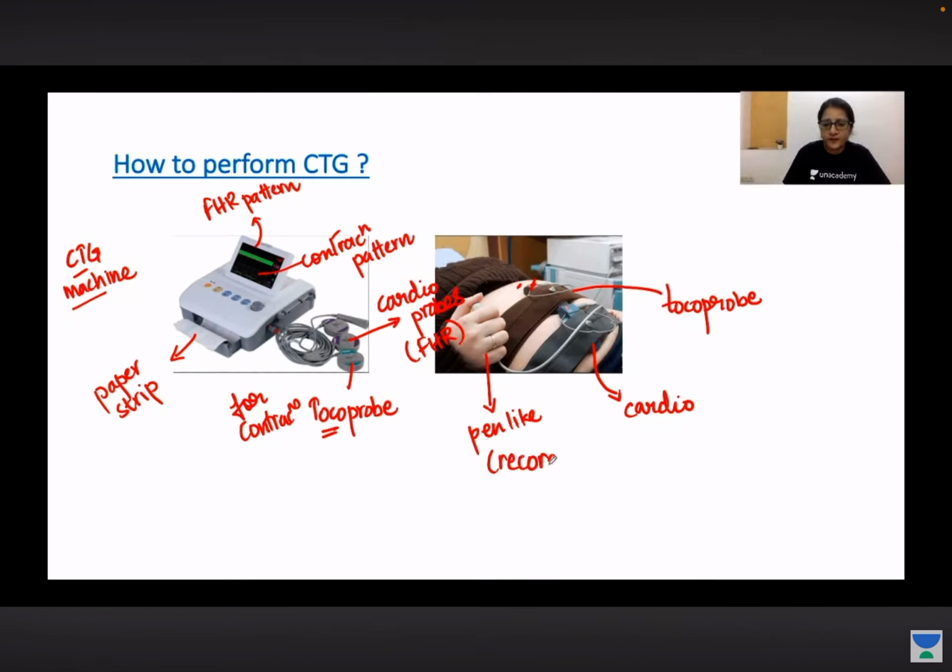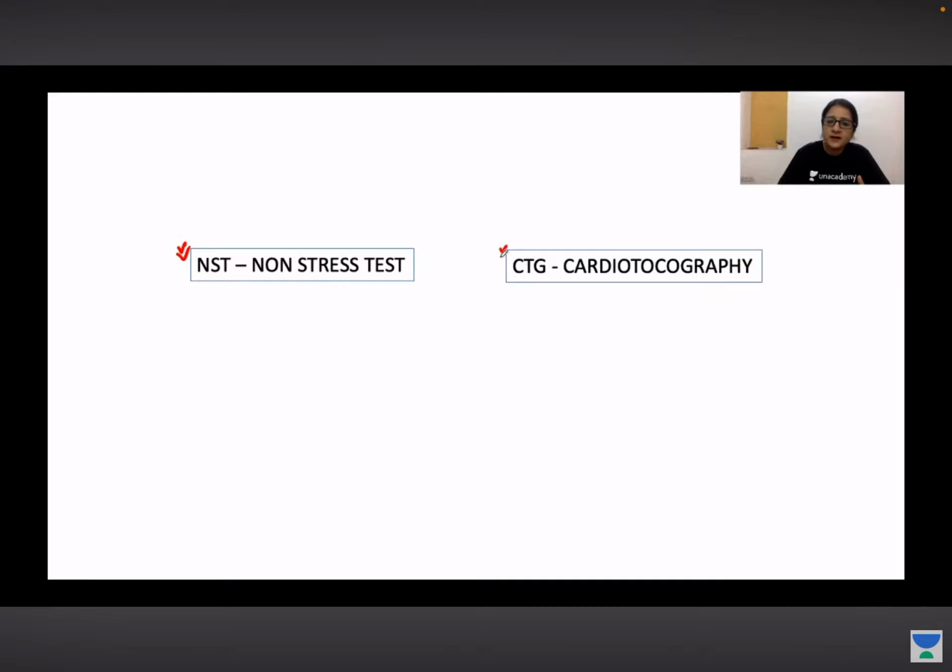So with the help of this CTG machine, we are able to use it in two different scenarios. We are able to use this for monitoring the fetal heart rate in two different scenarios. We perform one thing which is called as the non-stress test, and we do it a little differently, which is called as the CTG or cardiotocography. I want you to be clear that the basics of reading the trace and the basics of interpreting the fetal heart rate pattern are the same for both of them.